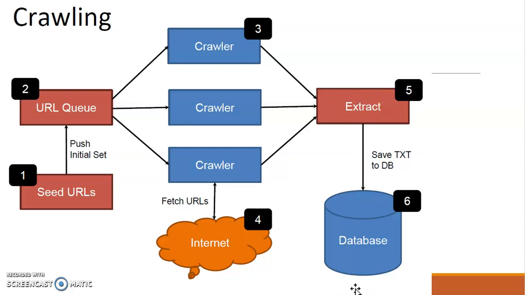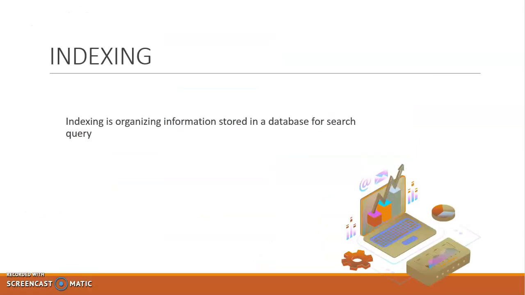And when any person enters a keyword or a phrase in a Google search query, then that database is displayed on the Google search engine result page. This is how crawling works. Next is indexing. Indexing is just like indexing pages in your notebook. Google first crawls your pages, gathering information about your pages, and on the basis of the quality and relevancy of the content, Google indexes your site. Indexing is organizing information stored in a database for search queries.